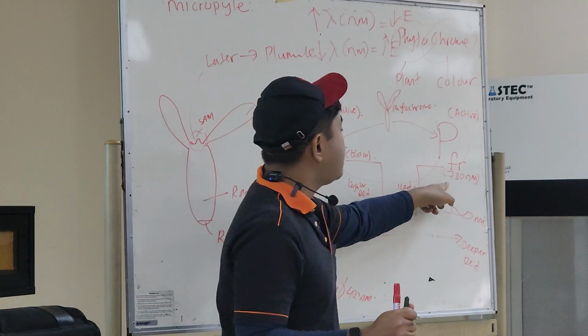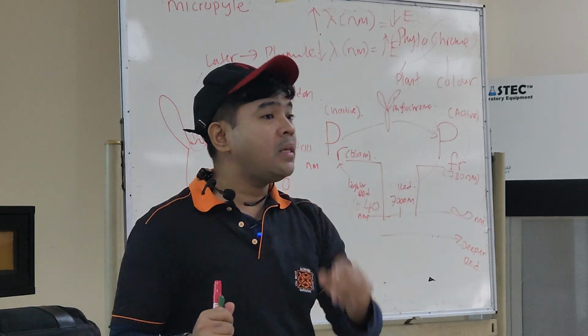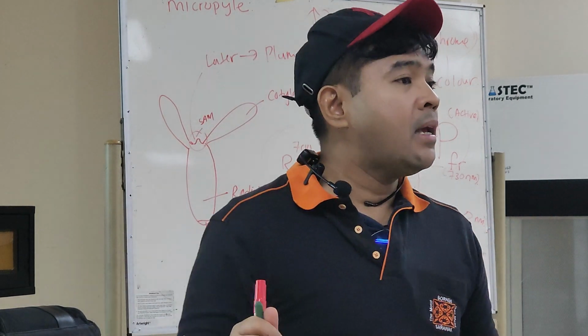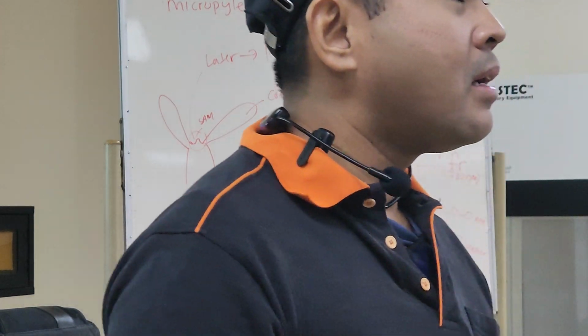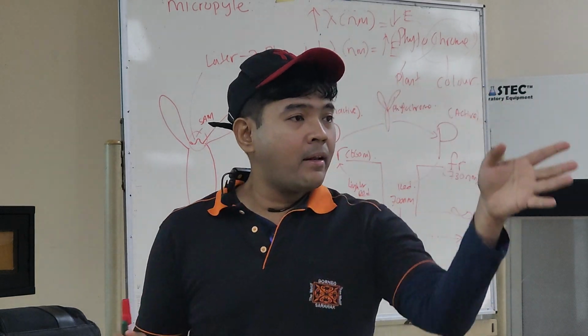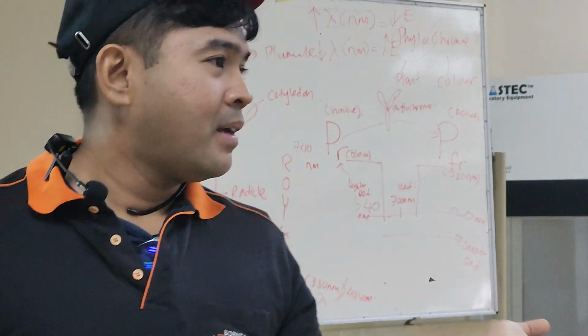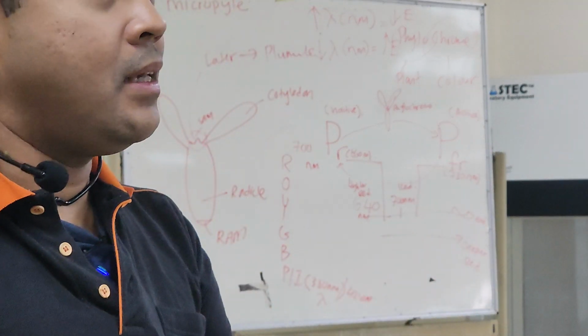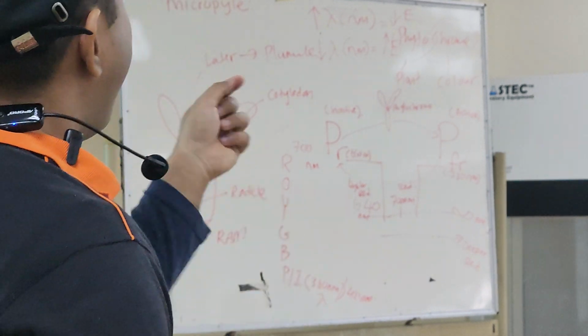Okay, so 730 nanometer, you cannot see. When you cannot see, is it bright or dark? Darkness. So 730 is the red that you can't see. You cannot see, but your camera can see. Right? Okay, why is this important?